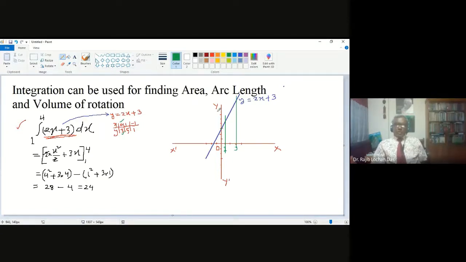So you have got one particular place, and if you just make a color here, okay, so this is the color yellow. That yellow place, the area of this particular place is actually 24. What we have got as our answer, this particular area is 24 square unit.